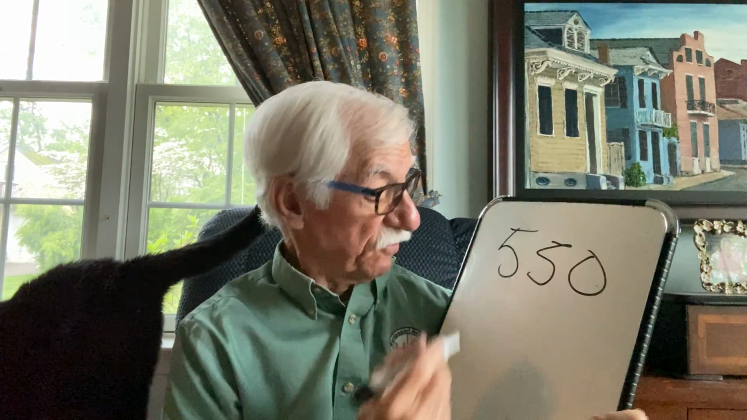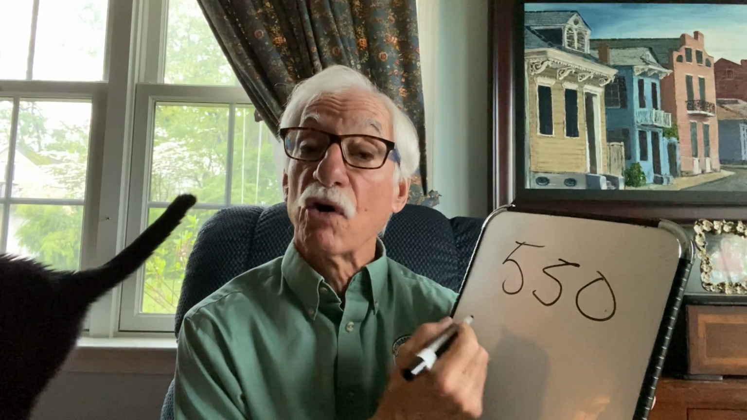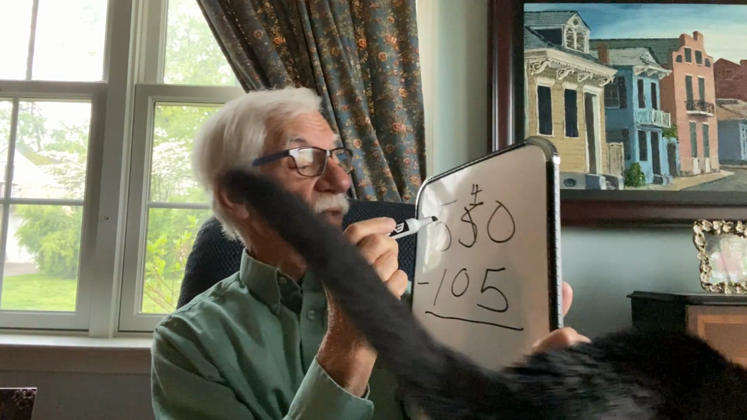All right, so we have 550 beads in the bag, but then when we evaluate them, we find that there's 105 of them broken. So we need to know the difference between the 550 beads that we got and the broken ones, don't we? That's a subtraction problem. 5 units from 0 units, can't do that, but I can get some units right here. That'll leave me with 4 tens.